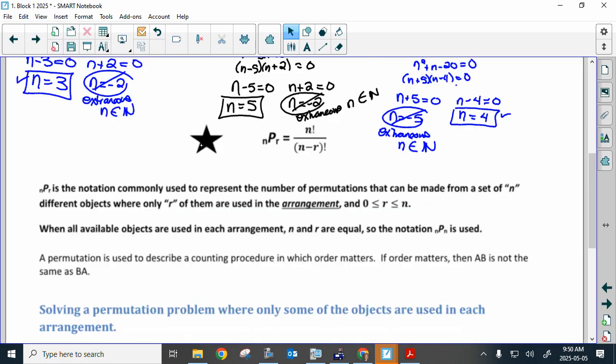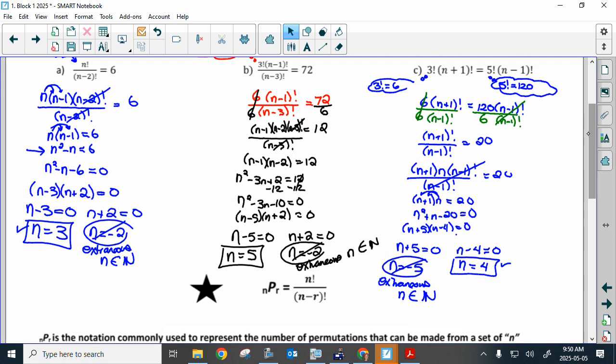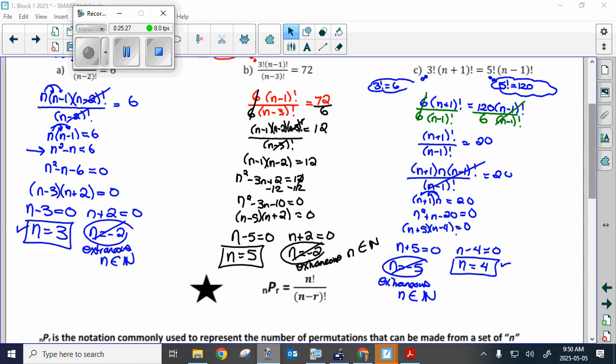I'll just kind of zoom out. Is there anything about these factorial notation questions where you're like, oh, I don't like it? Are we okay with that? Okay, go to the whiteboards. We've got 5 minutes at the whiteboards.